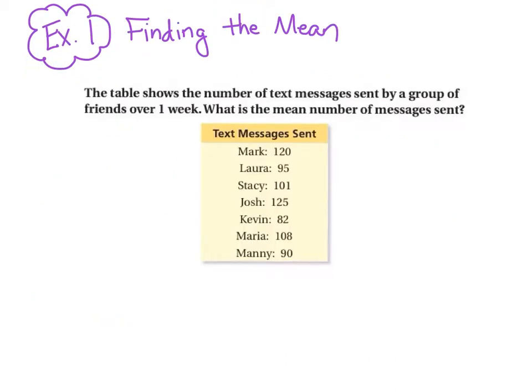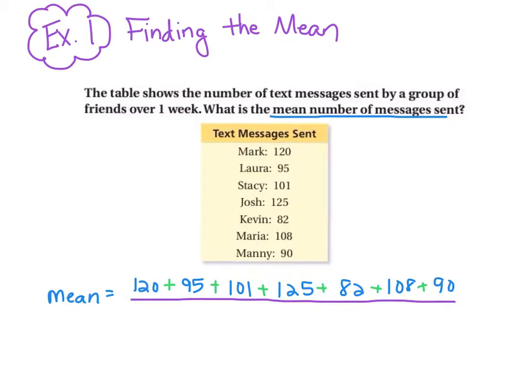In example 1, we're going to be finding the mean, and the table shows the number of text messages sent by a group of friends over 1 week, and we're going to try to find out what the mean number of messages sent was. You do not have to copy the table, but you're going to use that information to figure out the mean.